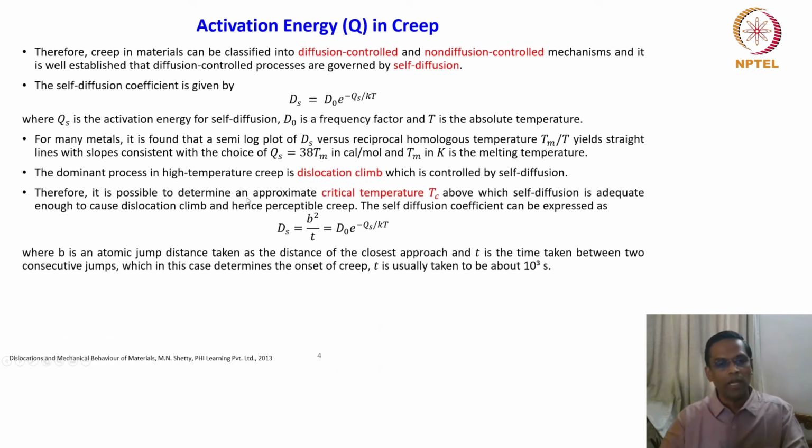Therefore, it is possible to determine an appropriate critical temperature Tc, above which self-diffusion is adequate enough to cause dislocation climb and hence perceptible creep. The self-diffusion coefficient can be expressed as Ds = b²/t = D0 e^(-Qs/kT), where b is an atomic jump distance taken as the distance of closest approach, and t is the time taken between two consecutive jumps, which in this case determines the onset of creep. t is usually taken to be about 10³ seconds.